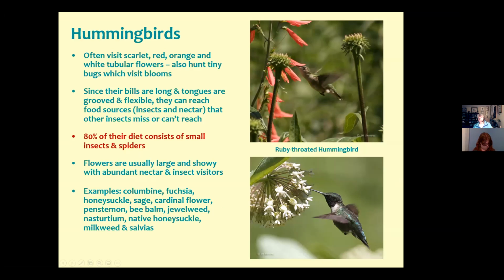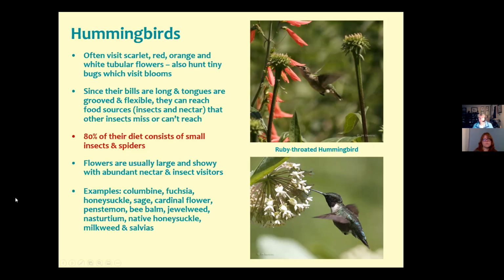If you've ever looked at a common milkweed flower, there are a lot of teeny little bugs that visit those multiple little flowers, and hummingbirds are very much able to get all of them. Good plants for the hummingbirds are the columbine, fuchsias, honeysuckle, things in the sage family, cardinal flower, penstemon, bee balm, jewelweed, nasturtium, then native honeysuckle as well as non-native honeysuckle, and then milkweeds and salvias.